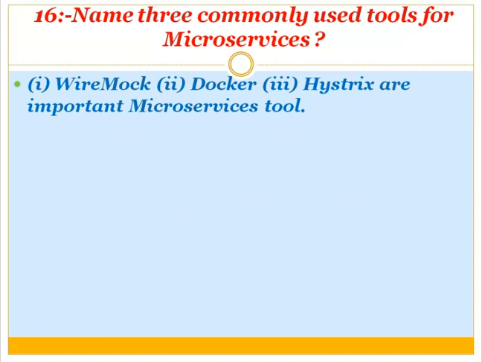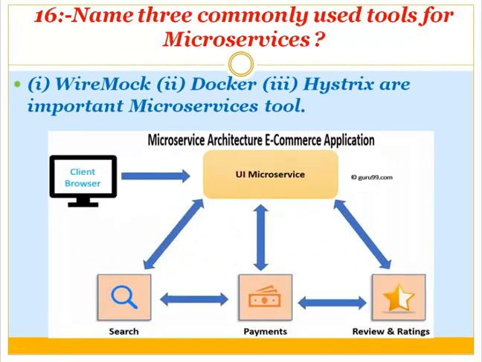What are the commonly used tools in microservices? One is WireMock, another is Docker, another is Hystrix. These are the important microservices tools. Docker is widely used for containerization, Hystrix is used for monitoring the applications, and WireMock is used for communication between the microservices.